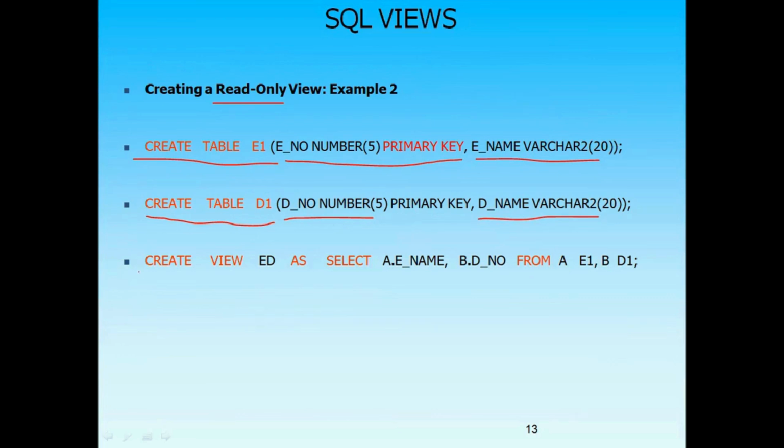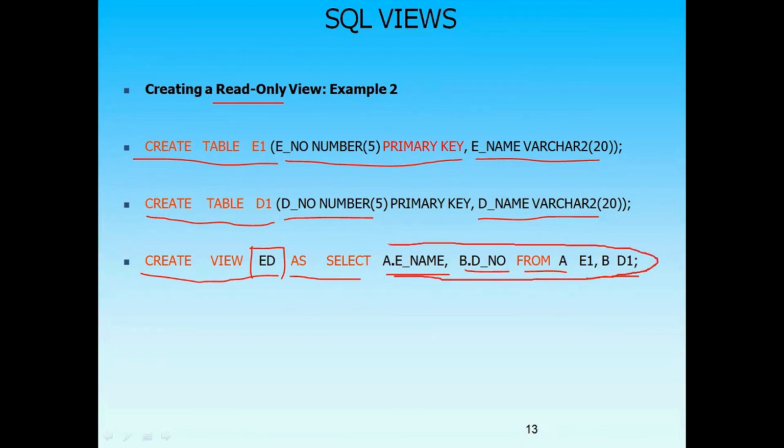So what is the syntax here? The syntax is the same as the single table query, only I will use a join query here, right? So create view ed. My name of the view is ed here. E stands for the employee table, D for the department table, means I want to select the data from both tables, employee and department, right? And my query is: select a.ename, b.dnumber from E1 a and D1 b, right? Here we have not mentioned the join condition, so this select query will select all the Cartesian product records from both the tables, right?